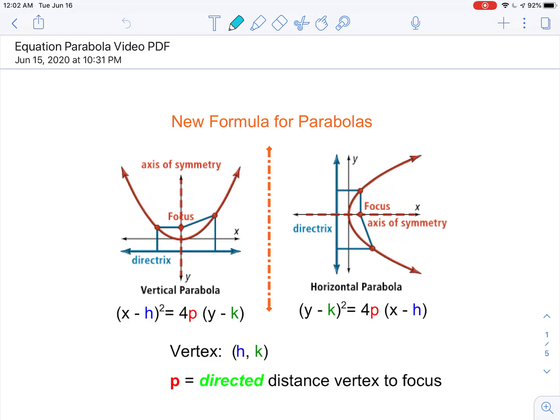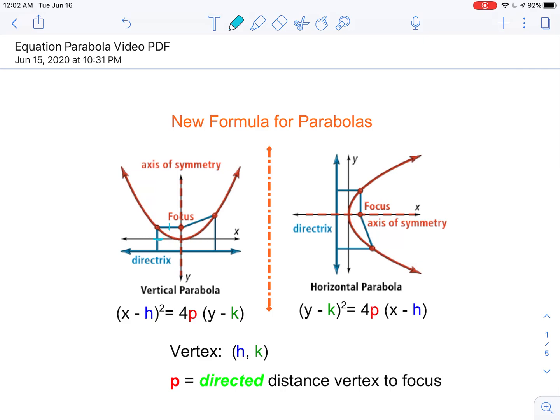So the key features that we have to worry about are the focus and the directrix. Basically, the focus and the directrix are the point and the line to which our parabola is equidistant from both at the same time. So any point you pick on a parabola will be the exact same distance from the focus and the directrix. Okay?